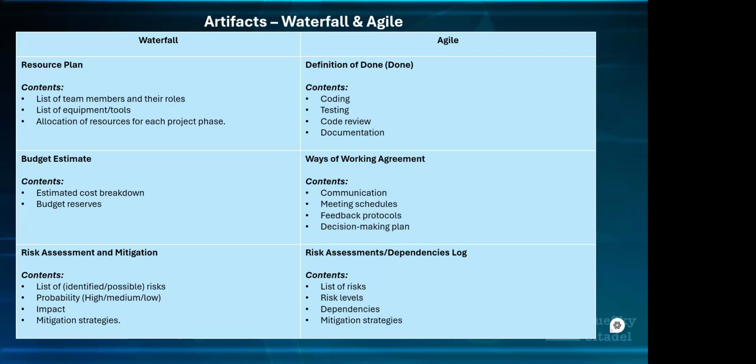So the content you're looking at for this artifact or document is the estimated cost breakdown. It's going to cover each phase. It's going to cover the resources, the materials or the equipment that are needed. And also you need a budget reserve. Your budget reserve is a portion of the total budget that you've been given. You set it aside to deal with some unexpected expenses or emergencies.